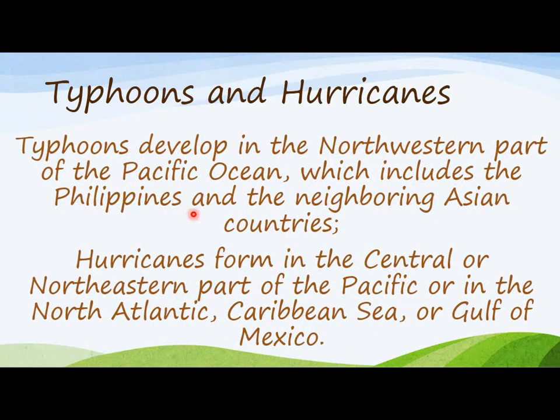Now, typhoons develop in the northwestern part of the Pacific Ocean, which includes the Philippines and the neighboring Asian countries. So, ibig sabihin, yung cyclones pala na nabubuo dito sa atin and with our neighboring Asian countries, ang tawag doon ay typhoon. Okay? While hurricanes form in the central or northeastern part of the Pacific or in the North Atlantic, Caribbean Sea, or Gulf of Mexico. So, kumbaga, the other part of the globe naman, doon naman, ang mga nabubuong cyclones doon ay tinatawag as hurricanes. No?